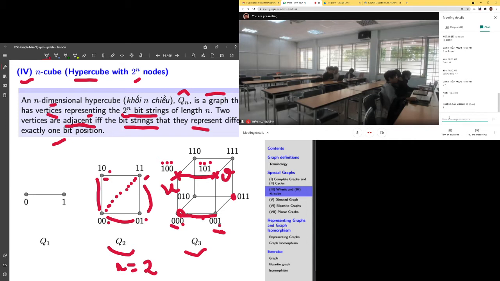Okay. So that's fine. So be careful if the value n is bigger, then you cannot draw the graph. Right now we draw Q1, Q2, and Q3. So I ask you to do this exercise at home yourself. How can we draw the hypercube with n?